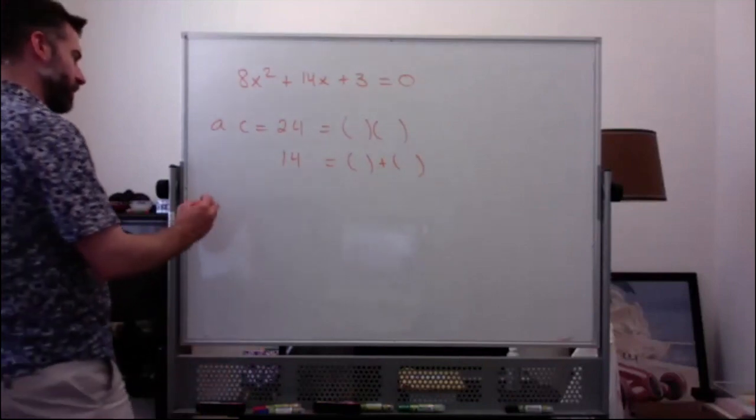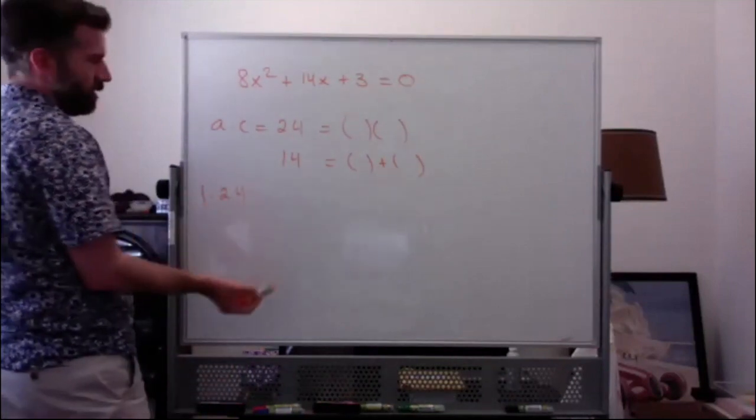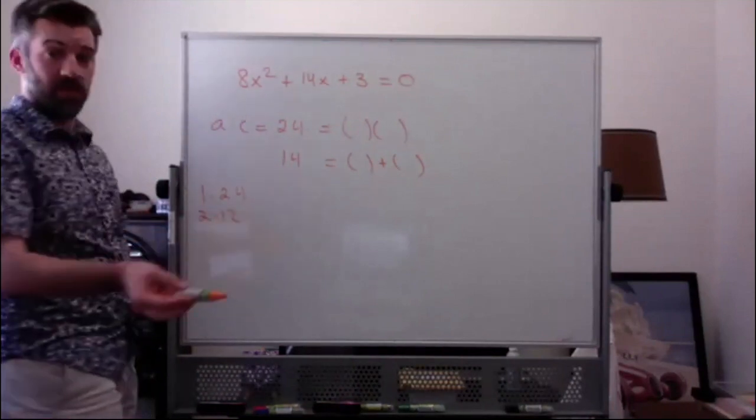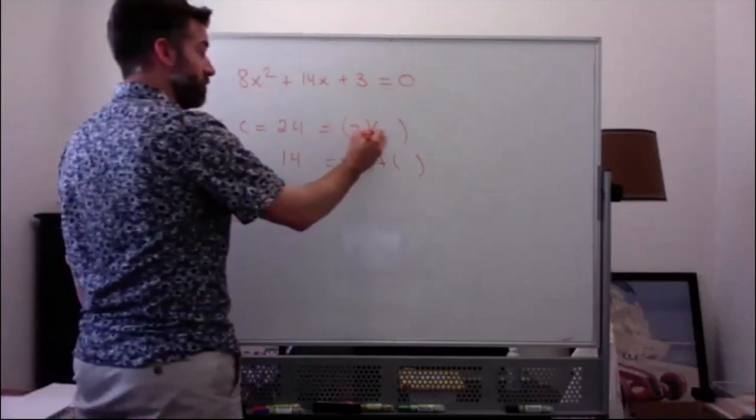And 2. Multiply to 24 with 1 times 24? Nope, that doesn't add to 14. Or 2 times 12. Oh yeah, 2 times 12. Those numbers add to 14.